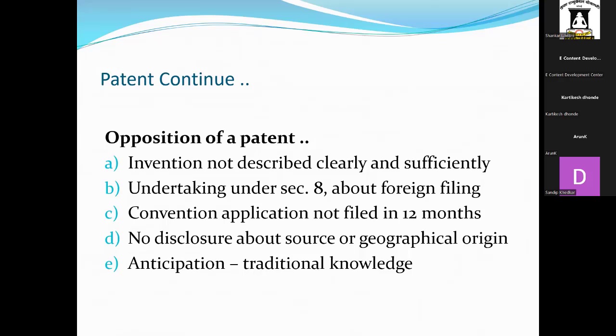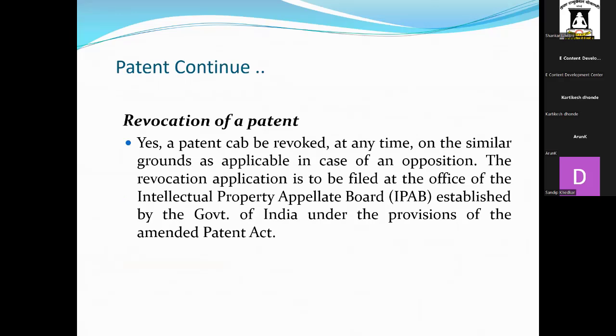Opposition of a patent: if the invention is not described clearly and sufficiently, then government authorities can reject your patent. Other grounds include an undertaking under the section about foreign filing, a convention application not filed within 12 months, no disclosure about the source or geographical origin, and anticipation or traditional knowledge. So these are the areas where opposition can be lodged in a patent case.